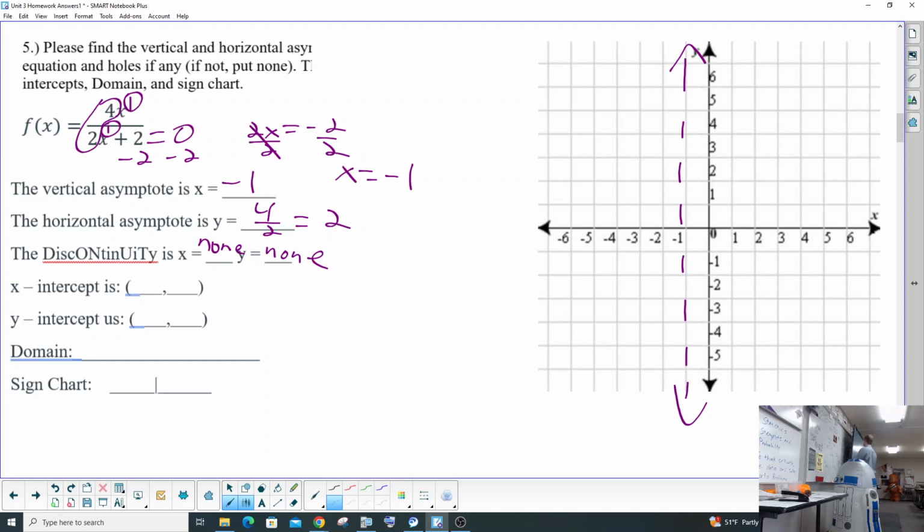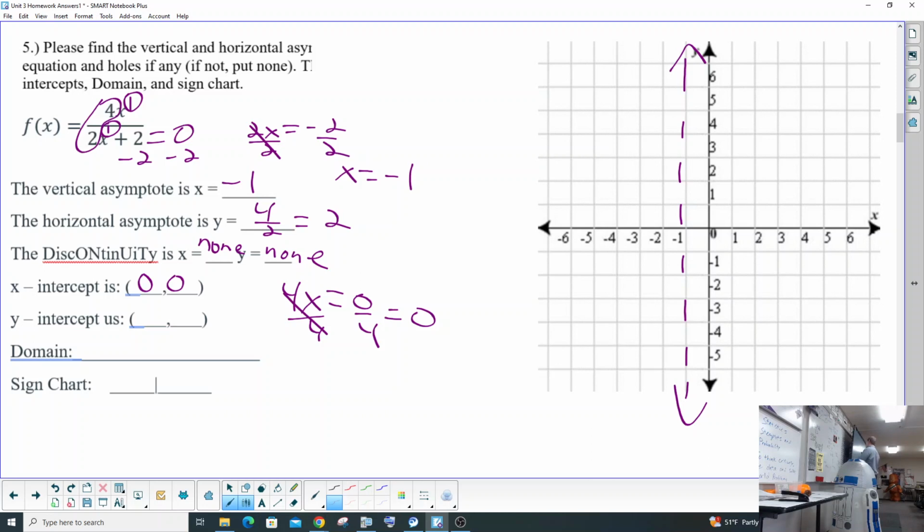So no holes. So for the x-intercept, we set the top equal to 0. The top was 4x equal to 0, and we divide by 4. So the top equal to 0, and so x equals 0, y equals 0.